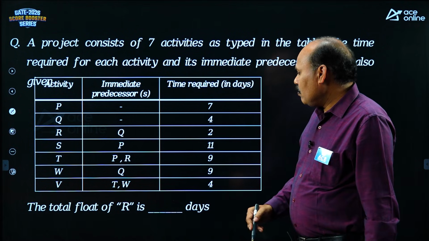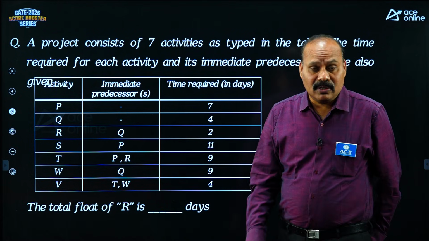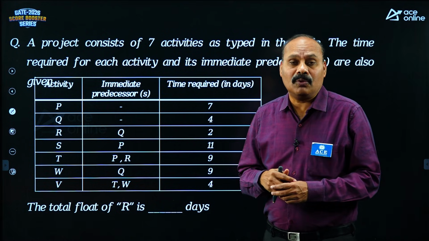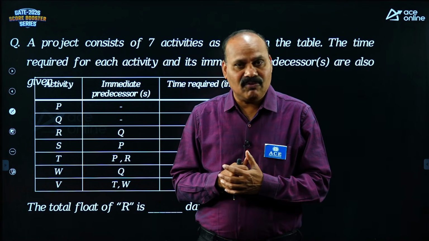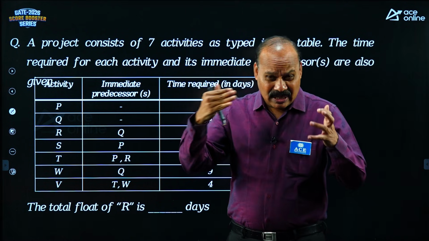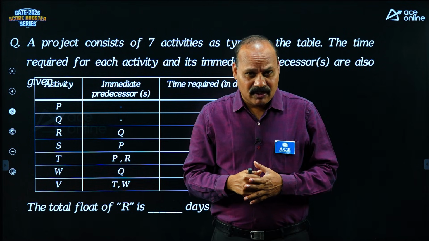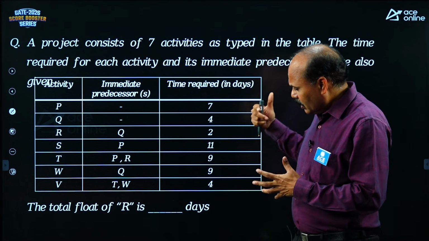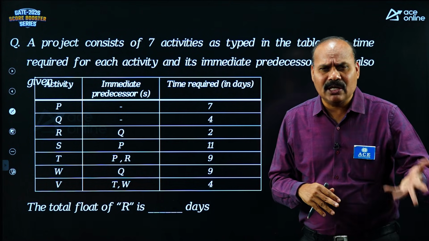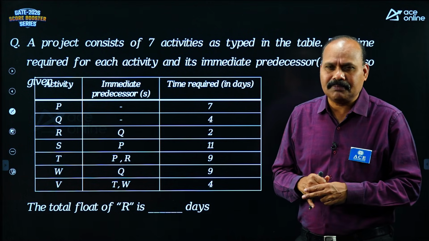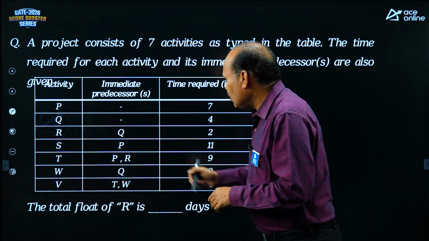This table was given, and you have to find the total float. This kind of question, how do you manage? Compulsorily use the AOA diagram. For float or slack, better use the AOA diagram. Even total float you can manage with AON, but that is not recommended. So better take AOA.